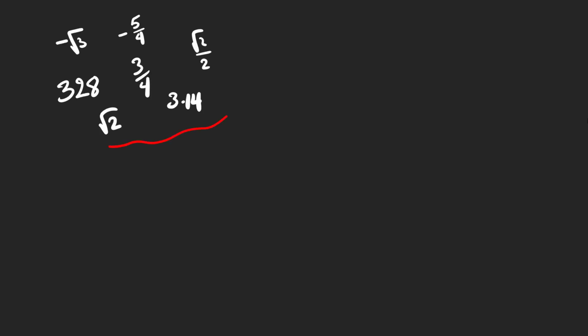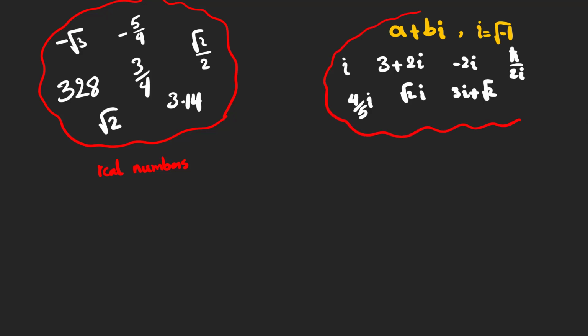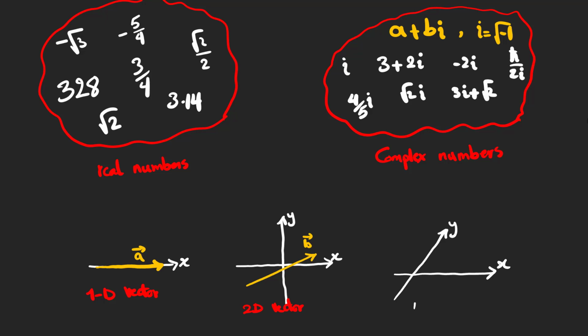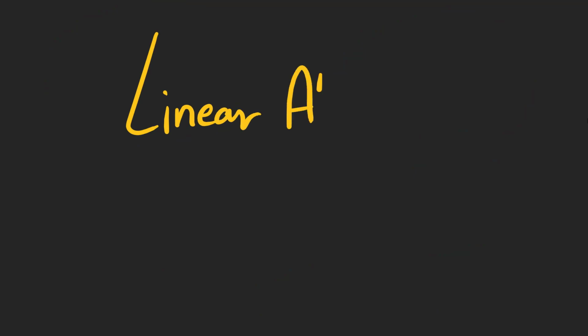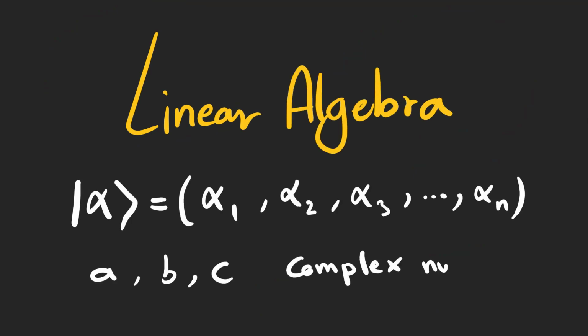These are some real numbers. And these are some complex numbers written in the form of a plus bi, in which i is equal to the square root of -1. Also, you have seen one-dimensional, two-dimensional, and three-dimensional vectors in which the numbers are usually real numbers. Linear algebra generalizes the concept of vectors into more than 3 dimensions, and instead of just using real numbers, complex numbers can also be used.